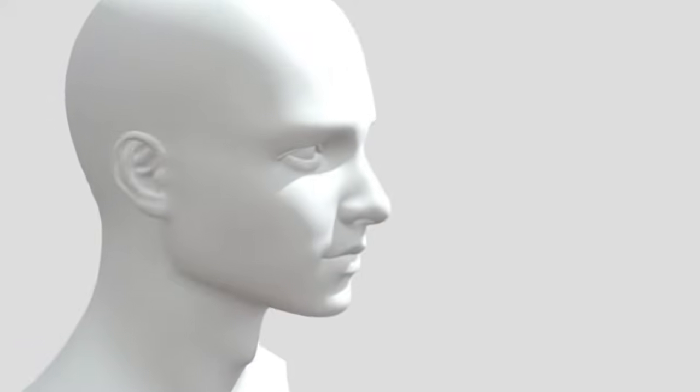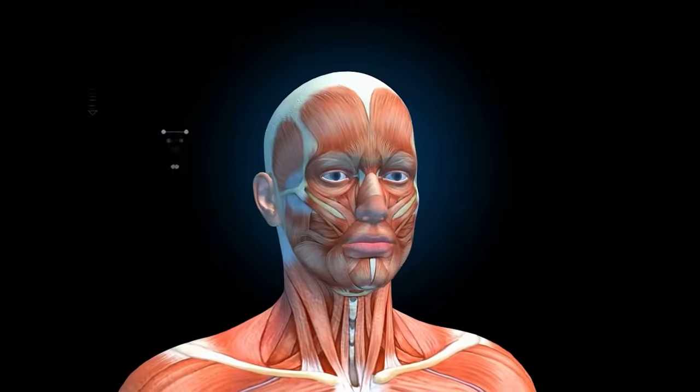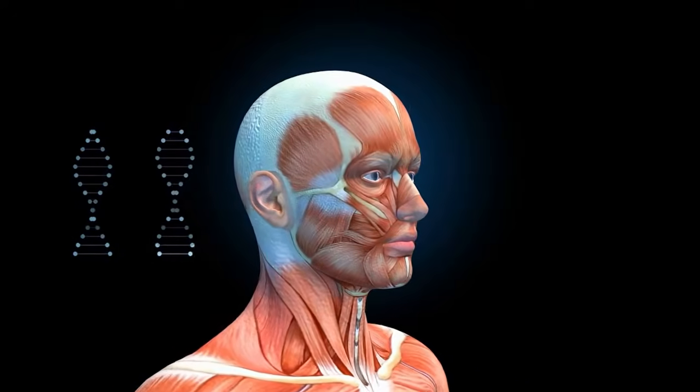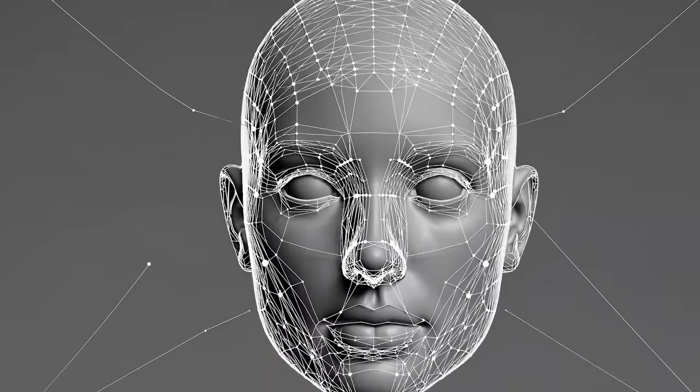Despite its small size compared to other organs, the nose is incredibly complex, containing a combination of bone, cartilage, mucous membranes, and nerve endings that all work together seamlessly. To understand how this organ functions, it is important to explore its structure, the parts that make it up, and how each of those parts contributes to its purpose.